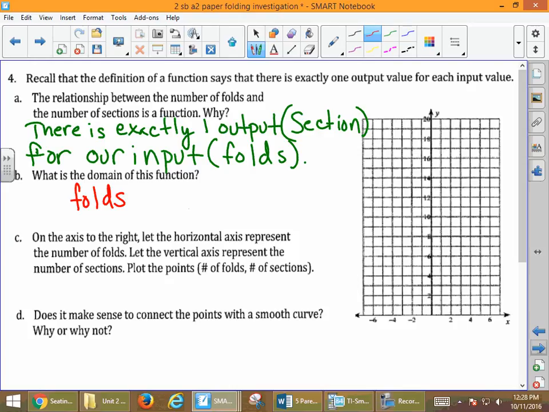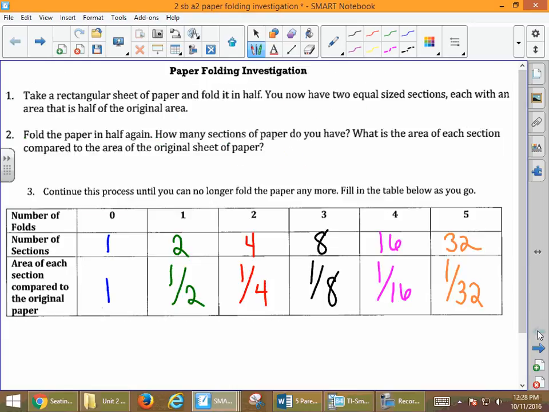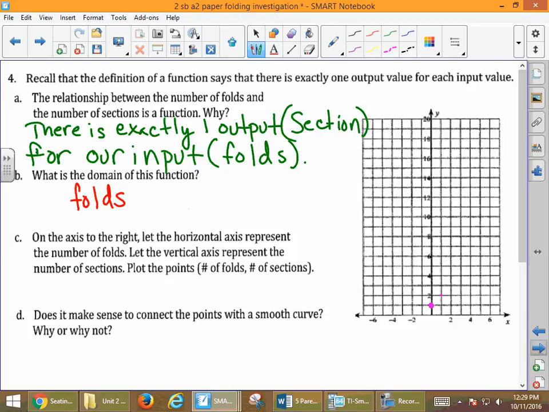And we're going to take our values here and we're going to plot these on our paper. So what we've got here, if we look at our table, we started off with 0, 1. And as I flip back here to the table, 0, 1 is the first value that we're doing, number of folds and number of sections. So then we're going to go to 1, 2. Our next value on the table is 2, 4. Then we get 3, 8.